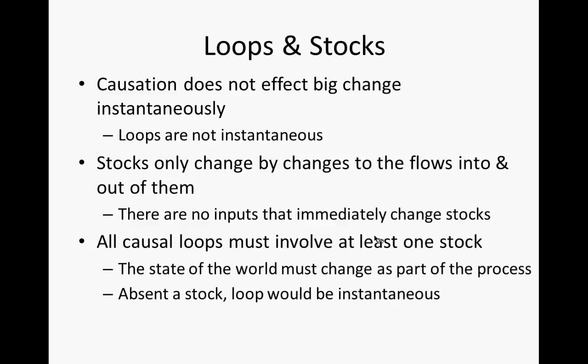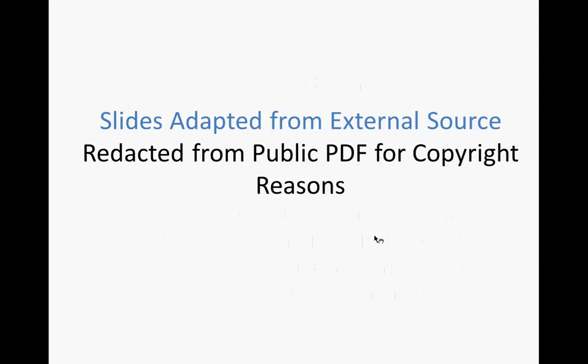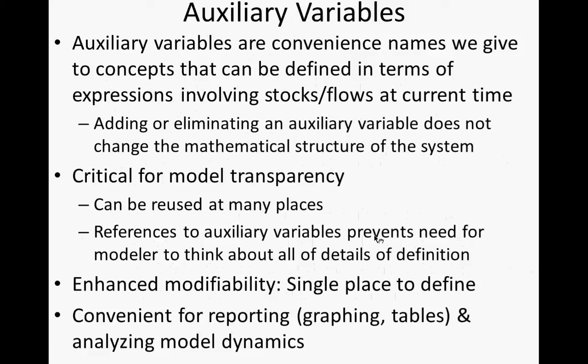So there are no inputs that immediately change stocks. So the population of Saskatoon changes via immigration, emigration, deaths, and births. And by immigration, I'm including people visiting and so on. And you're not going to see it instantly change without one of those processes playing out. All causal loops involve at least one stock, and the state of the world must change as part of that. Absent a stock, the loop is instantaneous.